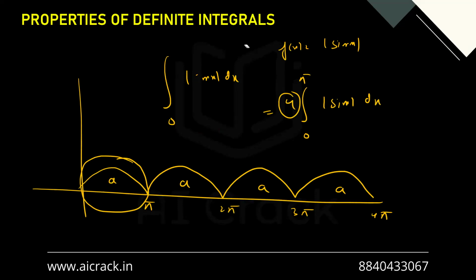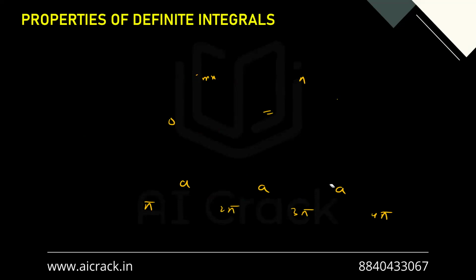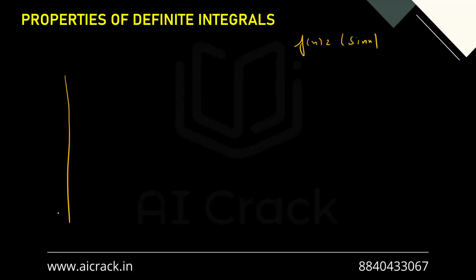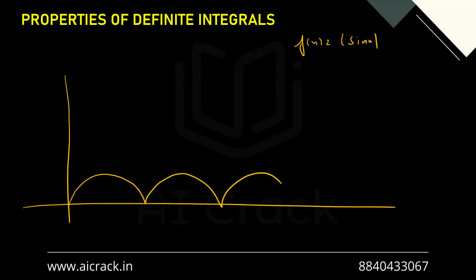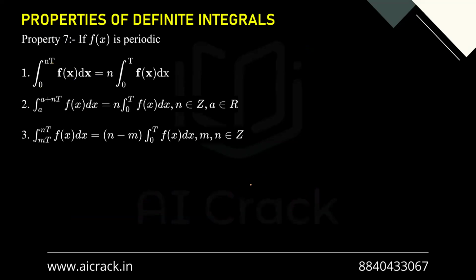Now let's talk about property 2. Let's take the same function once again. We have f(x) equals modulus of sin x, right? So the graph would look like this. This is pi, this is 2 pi, this is 3 pi, this is 4 pi, and the period is pi over here, right? So property 2 says if we are going from a to a plus nT, basically integral a to a plus nT f(x) dx equals n times integral 0 to T f(x) dx.